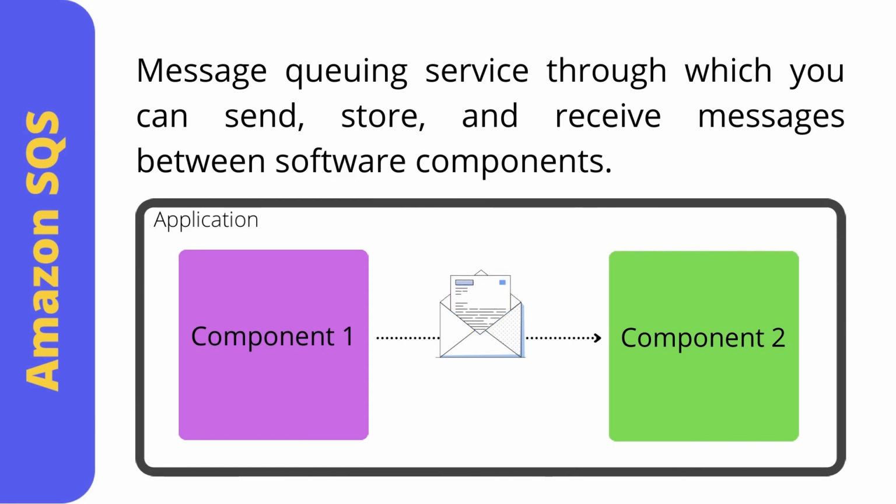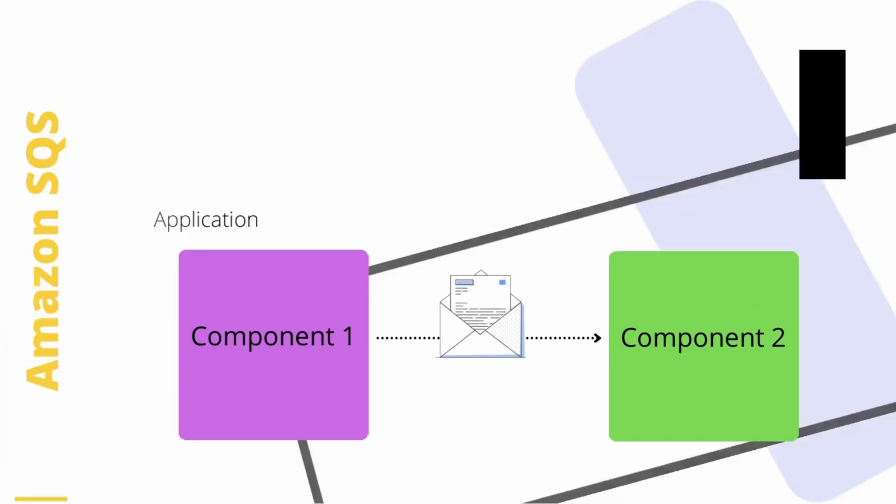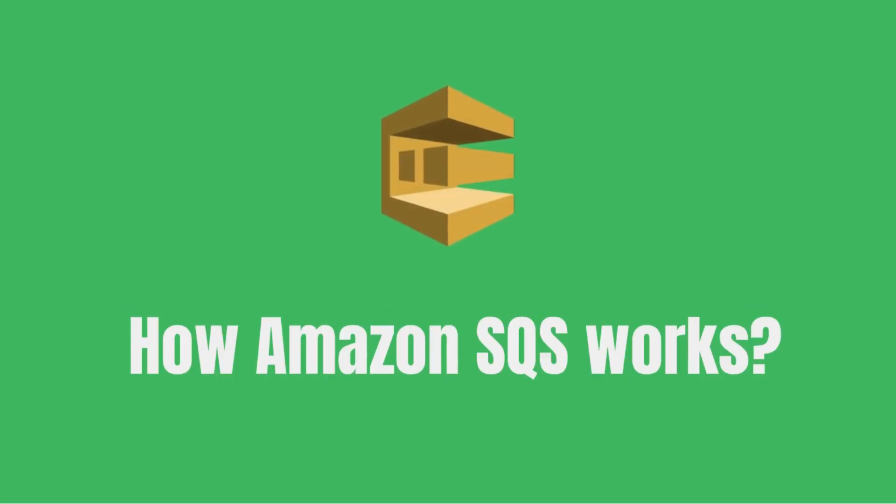In Amazon SQS, an application sends messages into a queue. A user or a service retrieves a message from that queue, processes it, and then deletes it from the queue. Now, let's understand how Amazon Simple Queue Service or Amazon SQS works by a simple example.